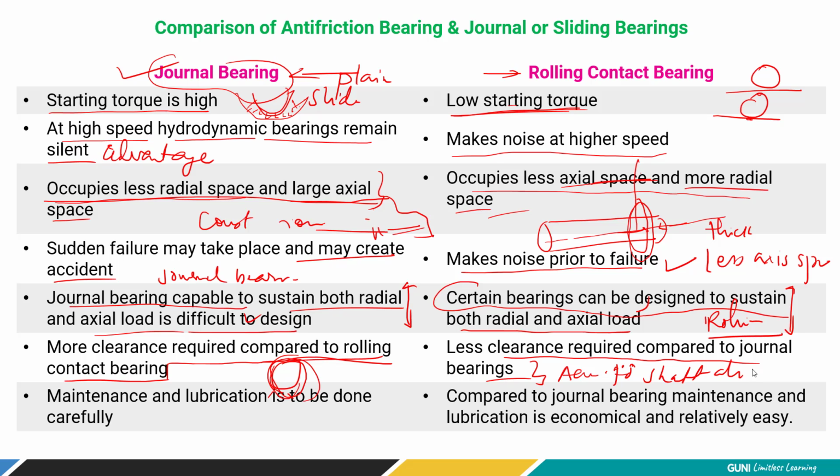Shaft alignment is possible. Now, maintenance and lubrication have to be done carefully. Here you are required to do lubrication or maintenance work. You need to take care. But in the case of rolling contact bearing, compared to the general bearing, maintenance and lubrication is economical and relatively easy.